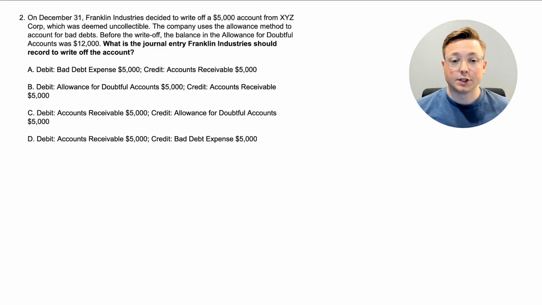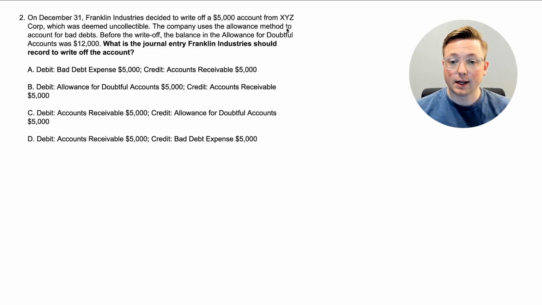All right, here we are at question 2. As always, read the last part. What is the journal entry Franklin Industries should record to write off the account? Okay, so this is a journal entry question. On December 31st, Franklin Industries decided to write off a $5,000 account from XYZ Corp., which was deemed uncollectible. That makes sense why they wrote it off.